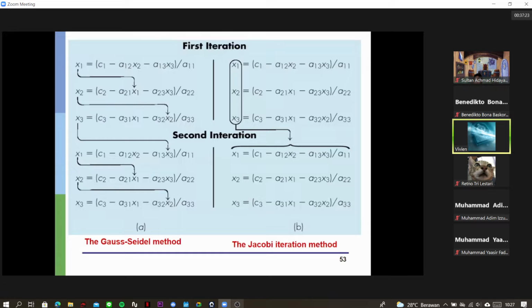So this is the comparison between Gauss-Seidel and Jacobian iteration. We see here that during the first iteration, when we don't have the value, we will take it from the initial value. And what is the difference when the value is updated in the current iteration? In Gauss-Seidel, when we have the value updated, it will be used directly in the next calculation in the same iteration.